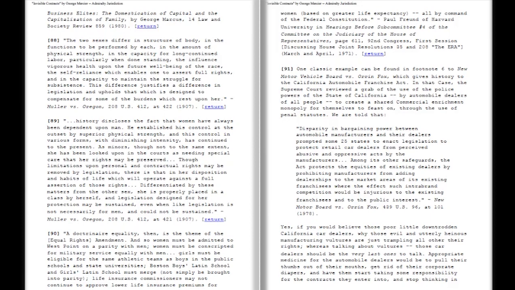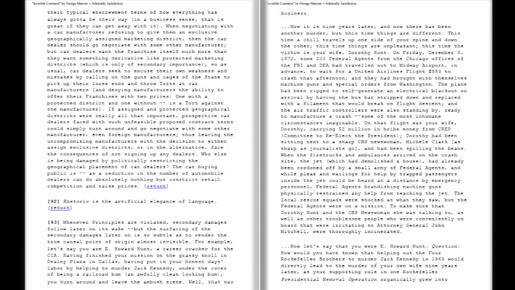Yes, if you would believe those poor little downtrodden California car dealers, why, those evil and utterly heinous manufacturing vultures are just trampling all over their rights, whereas, talking about vultures, those car dealers should be the very last ones to talk. Appropriate medicine for the automobile dealers would be to pull their thumbs out of their mouths, get rid of their corporate diapers, and start taking some responsibility for the contracts they enter into, and stop thinking in their typical instrumental terms of how everything has always got to be their way, in a business sense, that is. Great if they can get away with it.